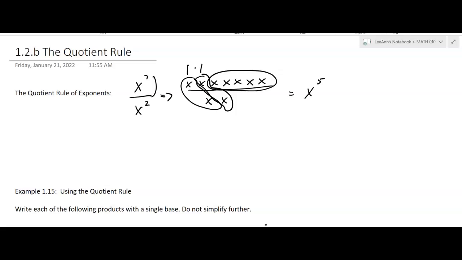So the rule says if you have a to the m over a to the n, again the bases have to be the same, that's equal to a to the m minus n. Now subtraction's not commutative, so you have to remember it makes a difference which one you put first, okay? So it's the top exponent minus the bottom exponent. And that's the quotient rule of exponents.